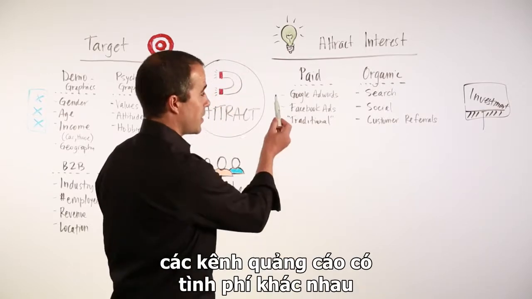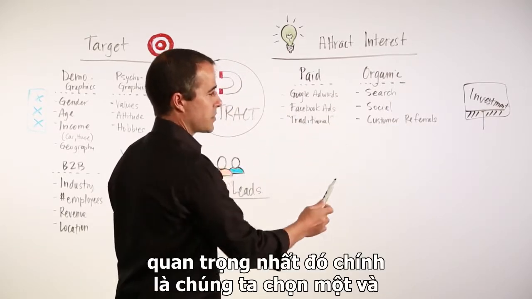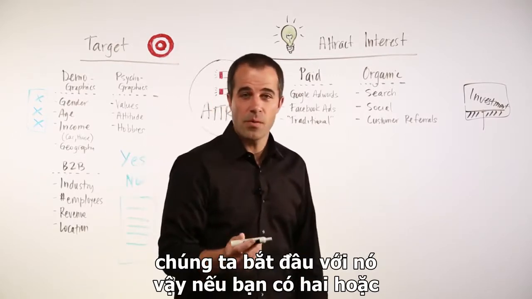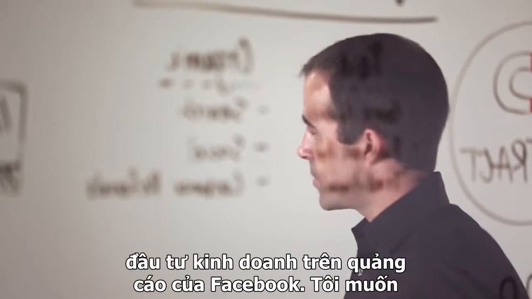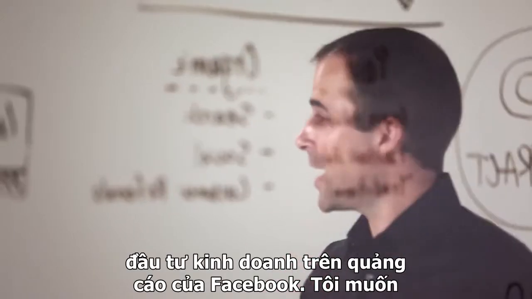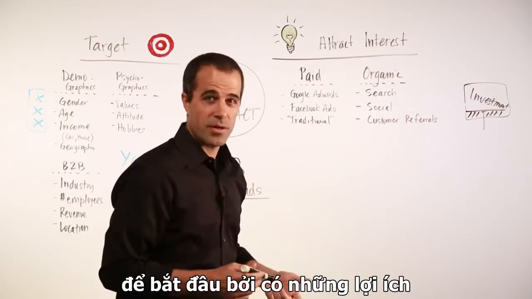So there are a lot of different paid channels that we can attack. There are a lot of different organic channels. And what's most important is that we pick one and we start with it. So if you have $200 or $300 that you can begin to invest in Facebook ads, I would recommend that as a simple place to start.